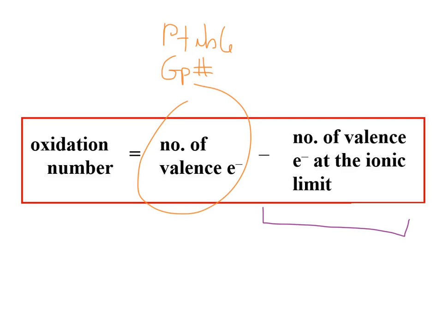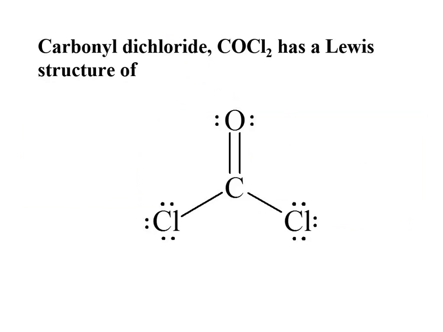Now we have one example. If we look at carbonyl dichloride, on the next slide we're going to assign an oxidation number for each atom. But we need to evaluate those two things. Well, there's not much evaluation for the valence electrons; we just use the periodic table. But we need to evaluate electrons at the ionic limit.